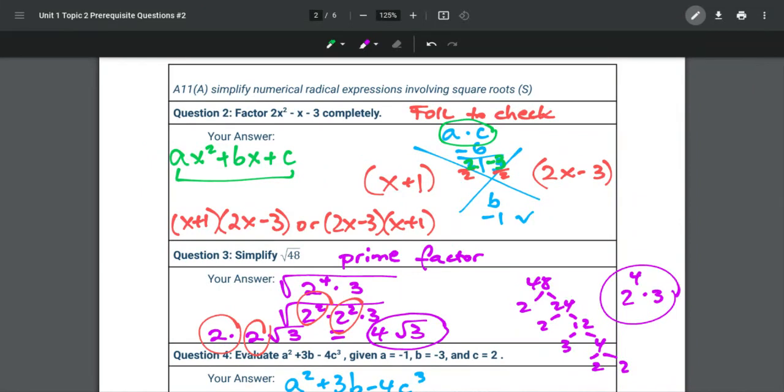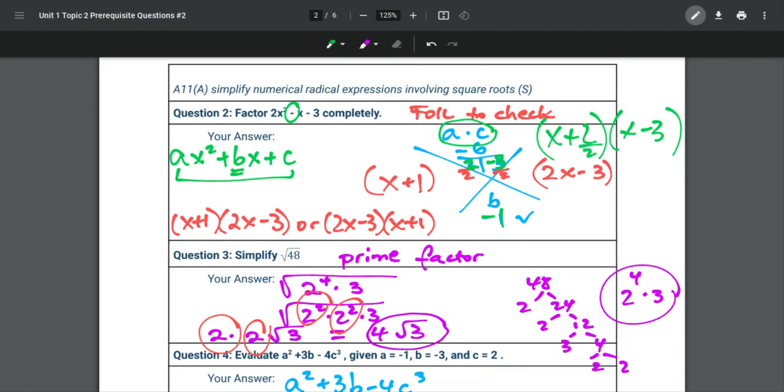Why not the other way around? Because when added, you're supposed to get your b term. This one would be -1 because it says -x. So that's -1 right here. 2 plus -3, that's -1. That works out. Now, technically, if you didn't have a 2 in front of your x squared, you would just put x plus 2, x minus 3. However, that is not the case because you do have a 2.